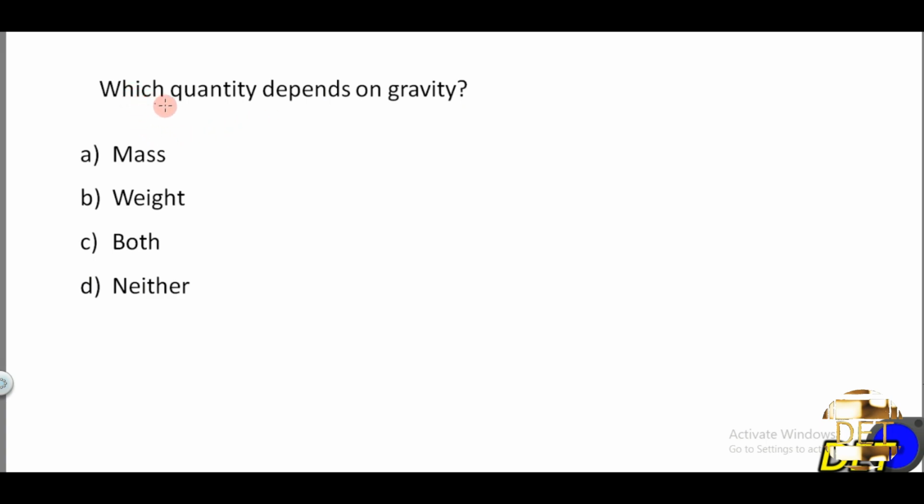The next question is, which quantity depends on gravity? Is it mass? No. Is it weight? Yes. Weight depends on gravity.